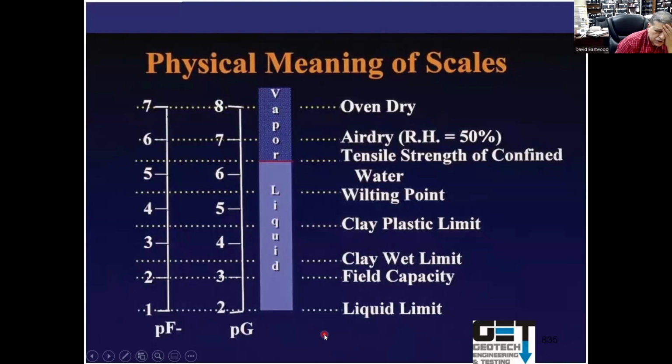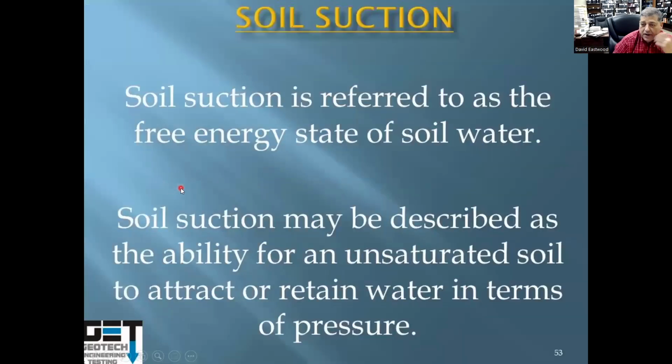So when you have a drought situation, the soil becomes very dry. And when the soil gets really dry, the moisture in the soil becomes like vapor. So there's no liquid water in the soil anymore. That happens at about what we call a suction level of 4.5. Suction is basically a measure of free energy. That's the soil property. Soil suction may be described as the ability of an unsaturated soil to attract and retain water.